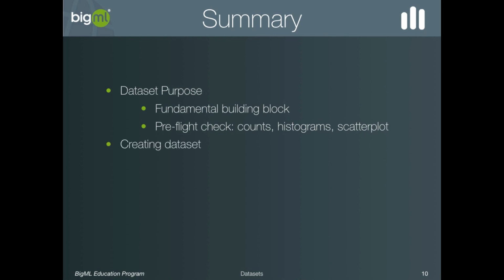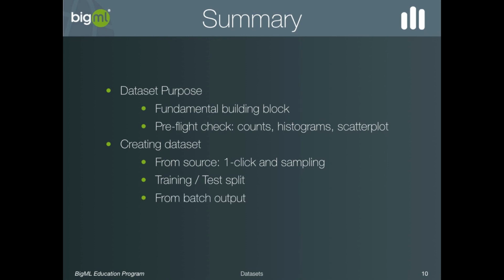And then we went through several different ways that you can create a data set from a source using one-click and sampling, using a training and test split so that you can do an evaluation of a predictive model, from a batch output like a batch prediction or a batch anomaly score or even a batch centroid for clustering, and from a data set using sampling, filtering, or flatline to create new features.